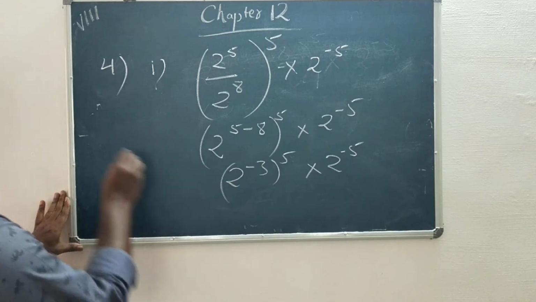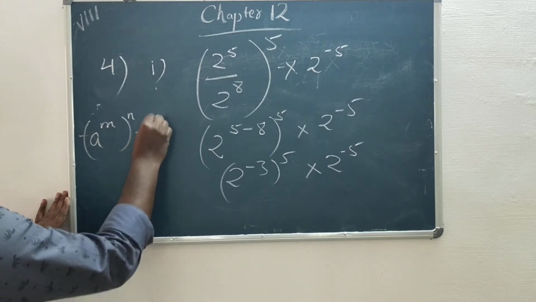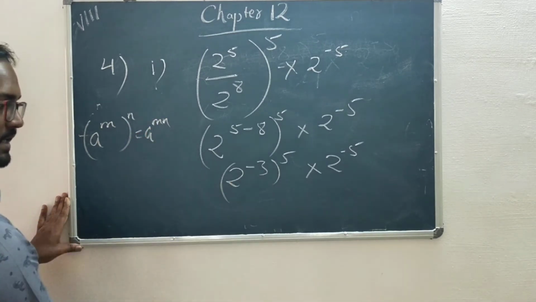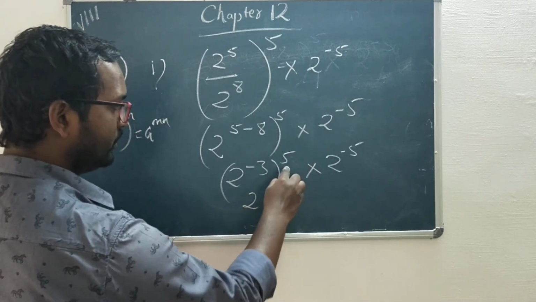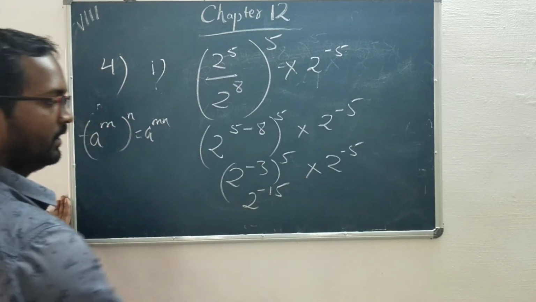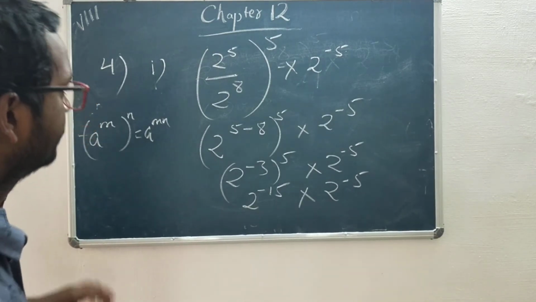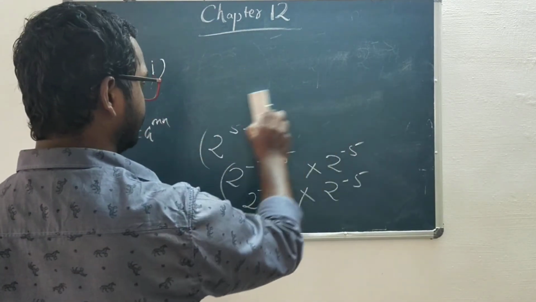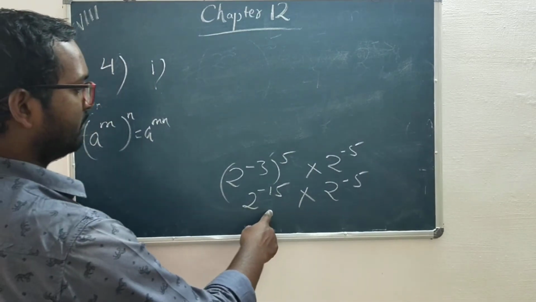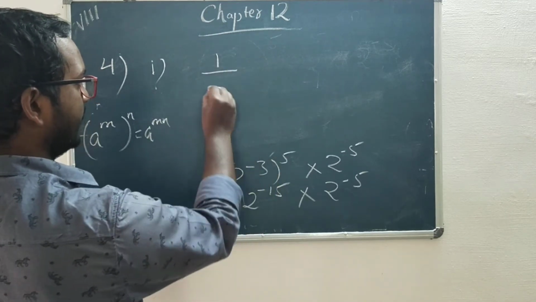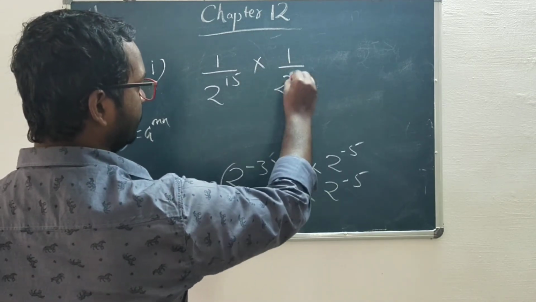Here we can apply one more formula, which is a to the power m, to the power n, is equal to a to the power m into n. So we will apply the same formula here. 2 to the power minus 3, to the power 5, is equal to 2 to the power minus 3 into 5, which is minus 15, into 2 to the power minus 5. So after this, 2 to the power minus 15 into 2 to the power minus 5. 2 to the power minus 15 can be written in reciprocal as 1 by 2 to the power 15, into 1 by 2 to the power 5.